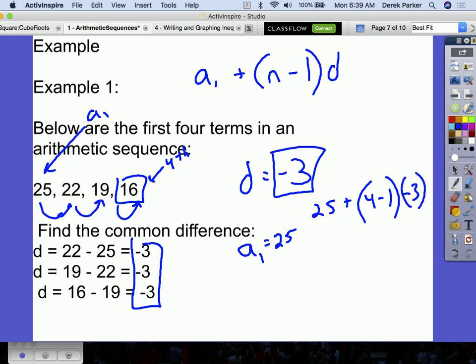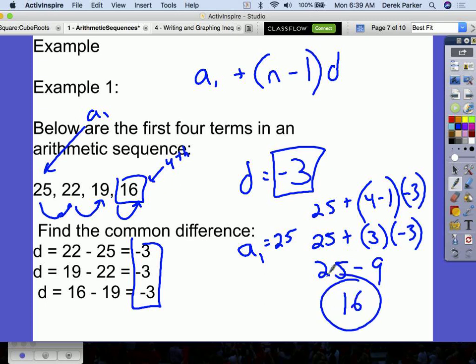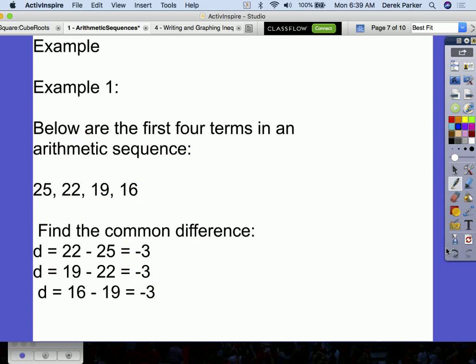Parentheses first, 25 plus 3 times -3. And I get 25 minus 9, and I get 16. 16 is the 4th term, so we know the equation is right. So the equation I would use would be 25 plus n minus 1 times -3. And that can work for any nth term.